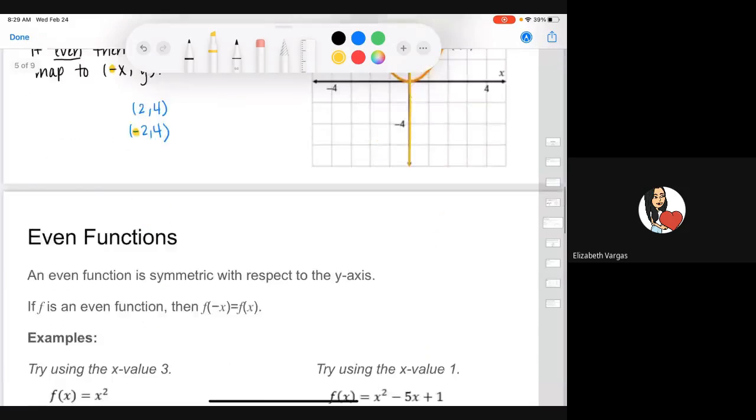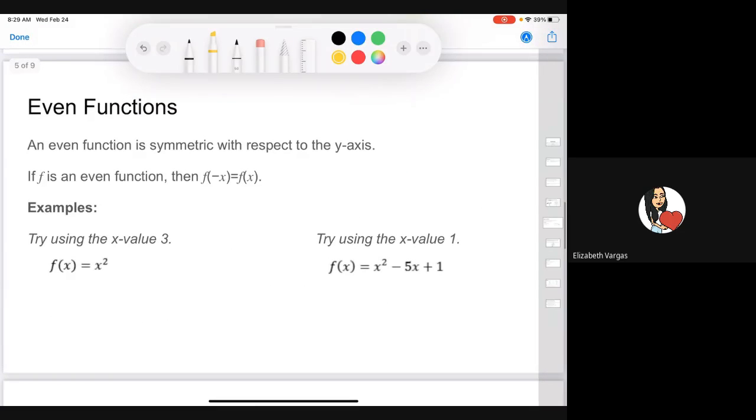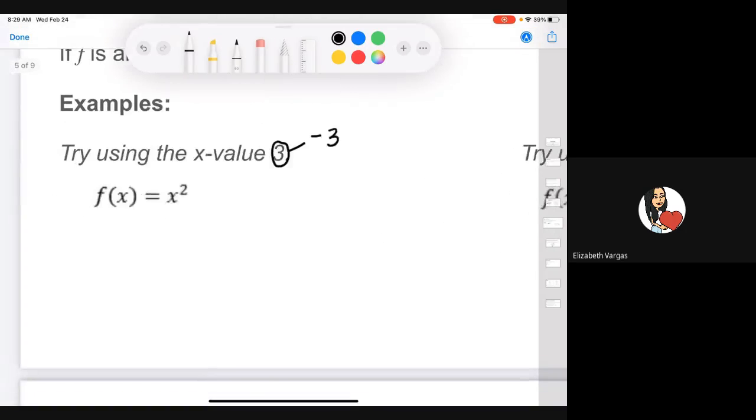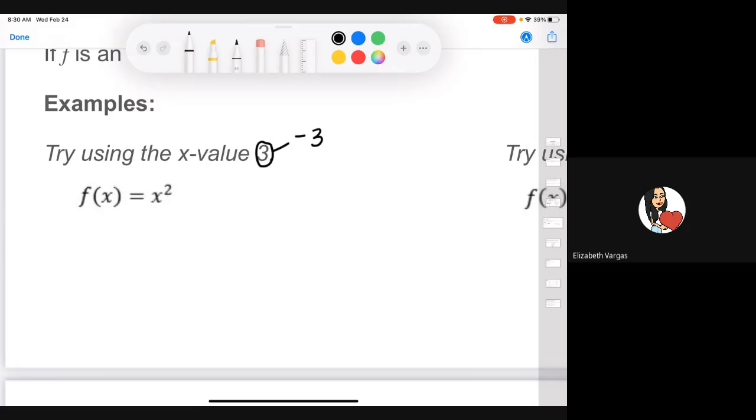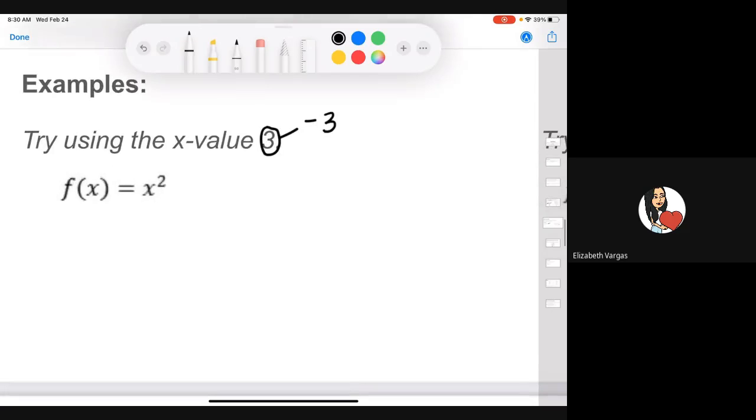So that being said, what we can go ahead and do is see if certain functions are in fact even functions. And the way that we do that is we plug in a regular x value, such as 3, and its opposite or its inverse, negative 3. And so I'm going to show you what this means. So here we have a function. We have x squared. And so we want to see if x squared is in fact an even function.